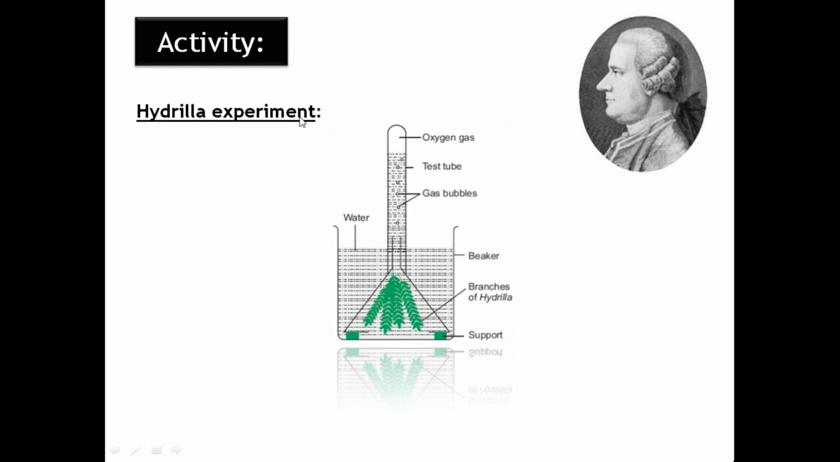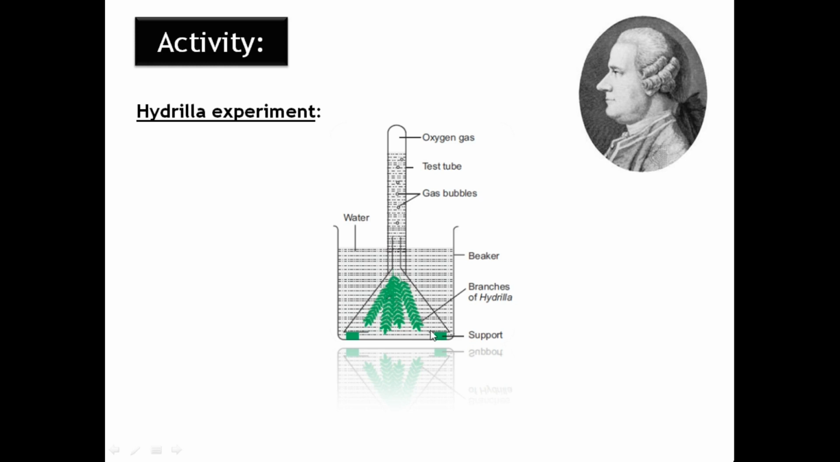To perform this activity, we should take a beaker with pond water. Take a funnel and place some twigs of hydrilla or elodea in such a way that the cut ends of the plant are in the narrow end of the funnel. Keep the wide-mouthed portion of the funnel in the beaker containing water.